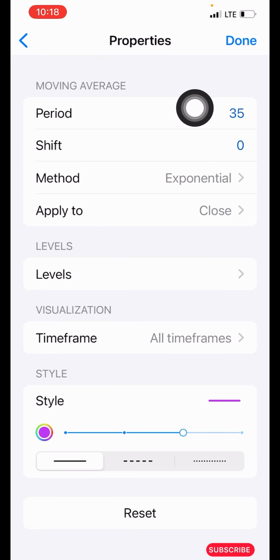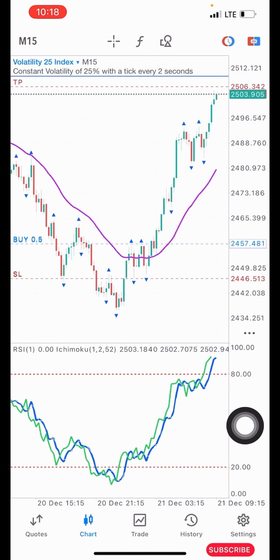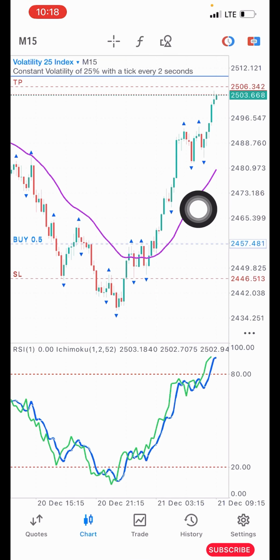The period is 35, shift is 0, method is exponential, apply to close. The level, you leave it as it is. Time frame is all time frame. The style, you make it any color of your choice. Mine is purple, 3 pixel, and then you click on done. You're going to have this purple line on your chart.